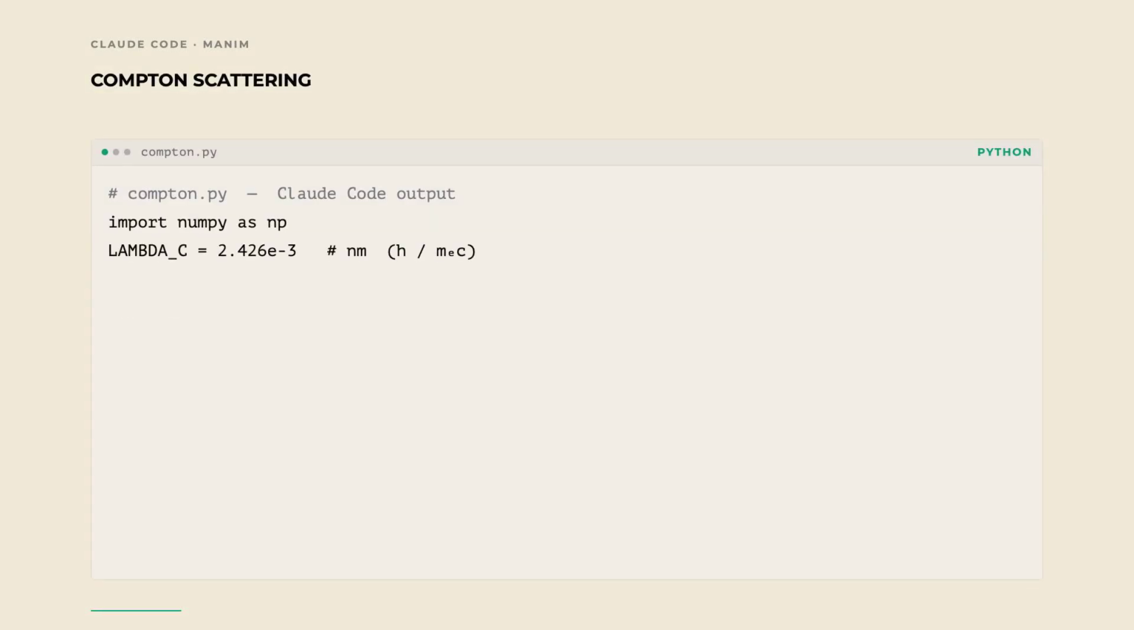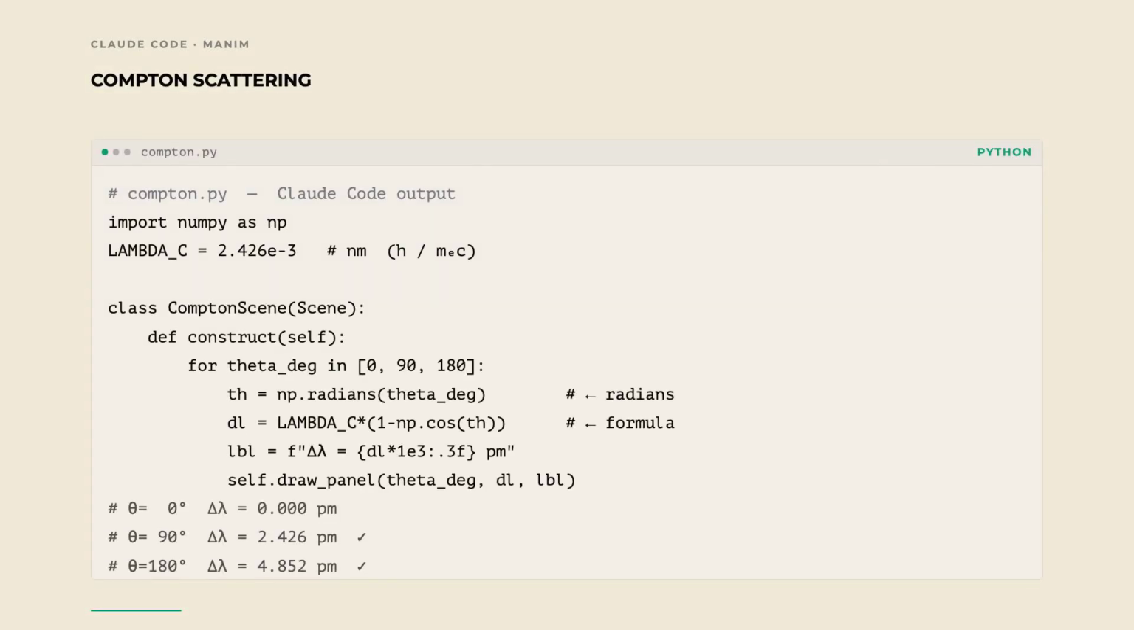Read the file. Find the formula, lambda c times 1 minus cosine theta. Check the constant, 2.426 picometers. Check that cosine receives radians, not degrees. The CLI usually nails the formula. It sometimes misses the unit. The read step is where you catch it before wasting a render.